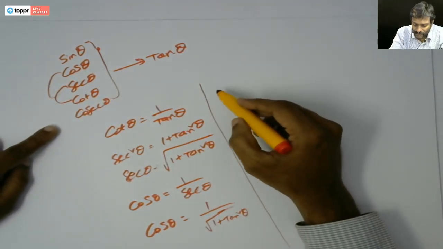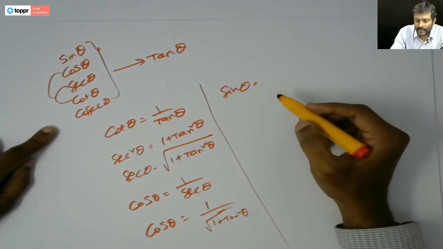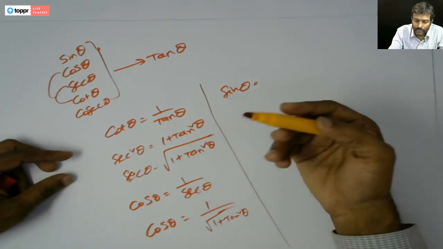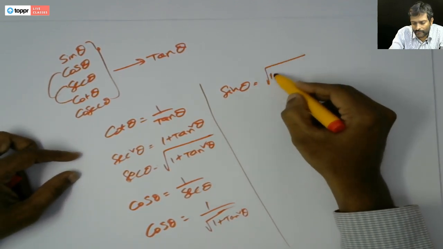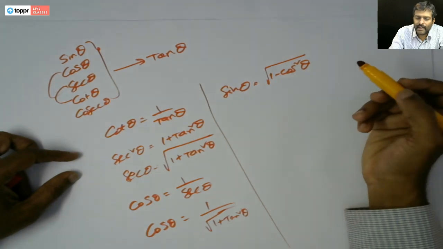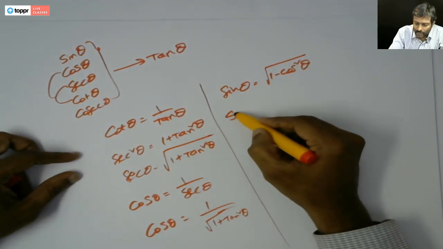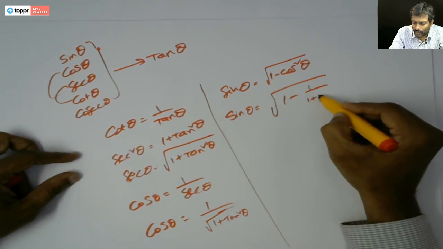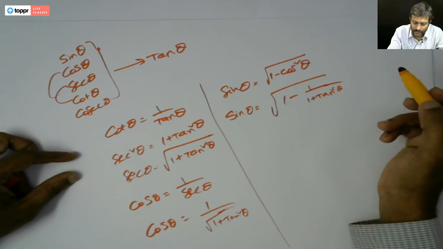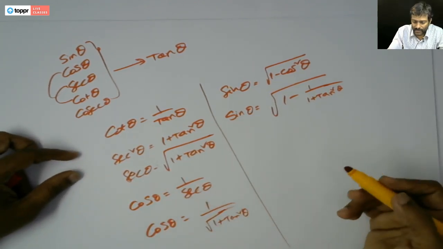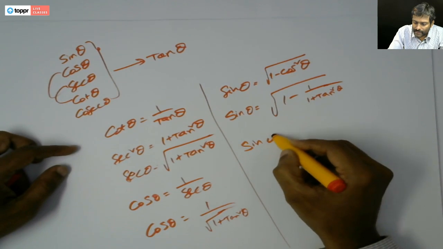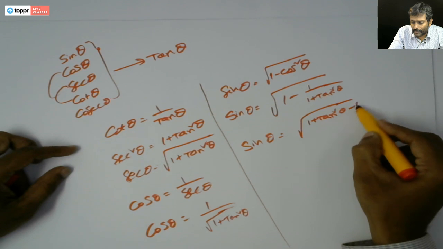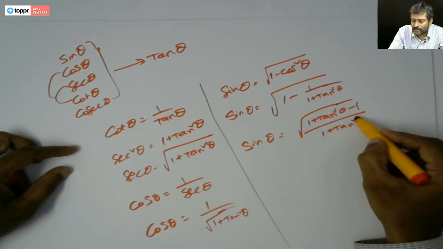Now cosec and sine. If I want to find sine theta, because we can reciprocate to get cosecant theta, we'll find the sine. What is sine? Root of 1 minus cos square theta, as sine square plus cos square is 1. So sine theta can be written as root of 1 minus 1 by 1 plus tan square theta, right? Because cos theta is 1 by root of 1 plus tan square theta. So that's what I'm writing here. So what will be sine theta? Root of 1 plus tan square theta minus 1 by 1 plus tan square theta.